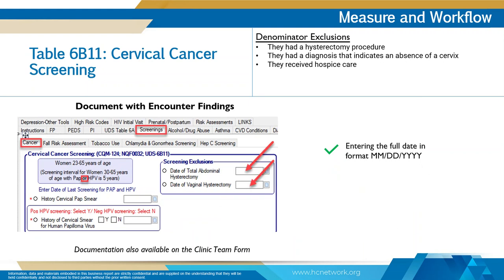Cervical cancer does have some denominator exclusions. They are if the patient has had a hysterectomy procedure, if they have a diagnosis that indicates an absence of a cervix, or if they've received hospice care. Where to document the denominator exclusion? In the Quality Measures form, select the Screening tab, then the Cancer tab, and enter the full date of the total abdominal hysterectomy or the date of the vaginal hysterectomy. This documentation will exclude the patient from the denominator.